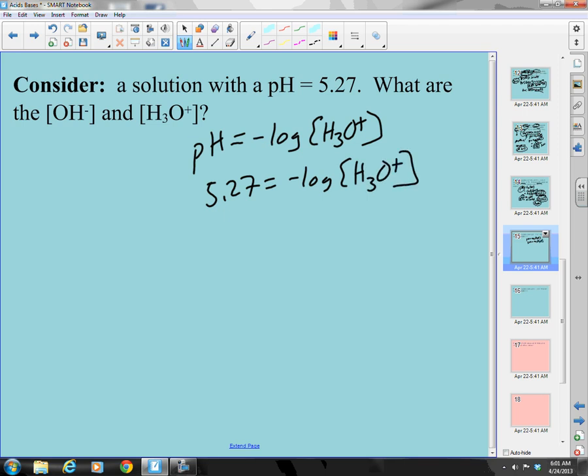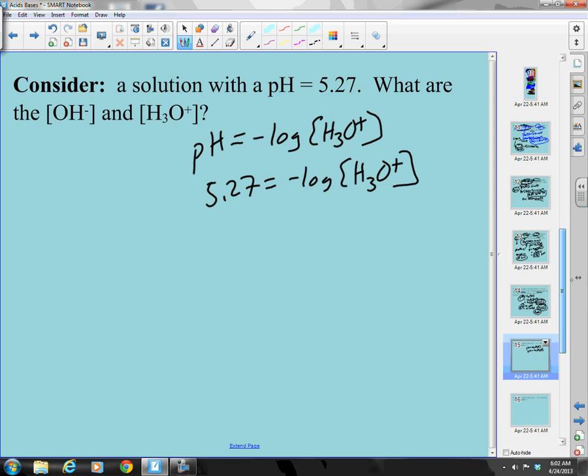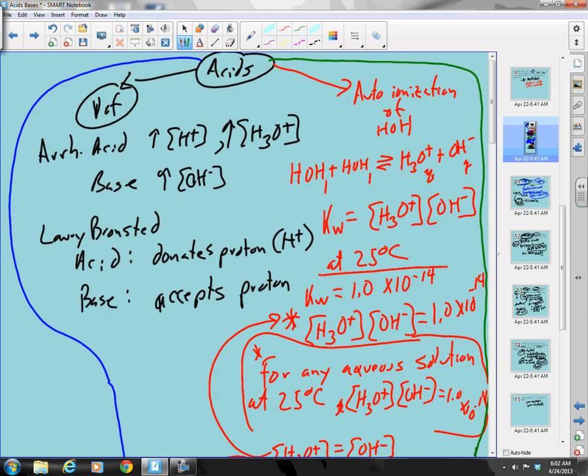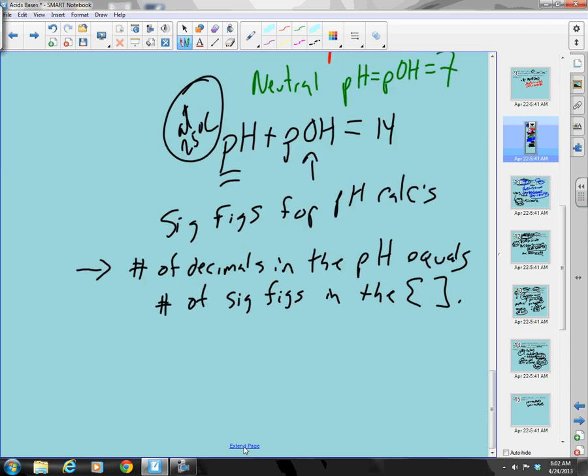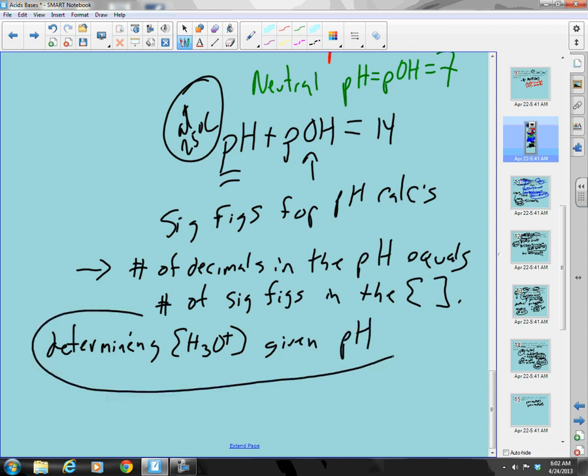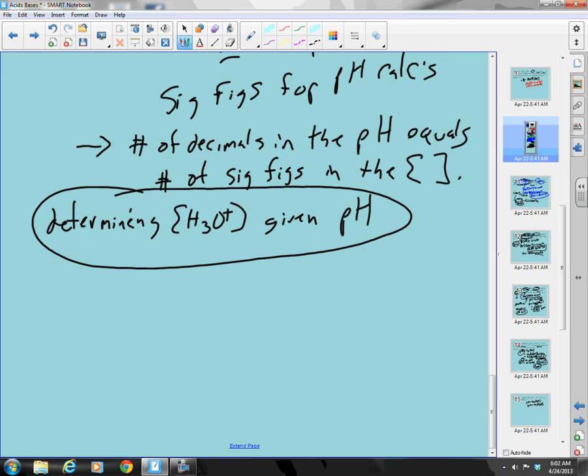Okay, that looks easier than it is, but it will be easy once you understand how to do this. Let's talk about how to go in reverse here, right? How do I determine hydronium given pH? It's pretty simple. Here's what you do.